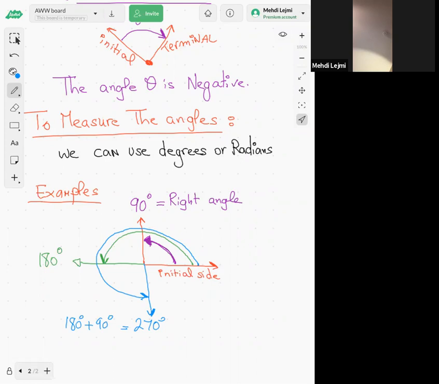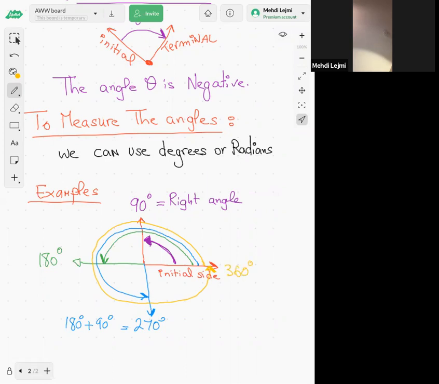And then if you have a full rotation, if you go, that would be 360. Yeah, absolutely, Glenn. So if you go from this initial side and you do a full rotation, so in this case, you start from the initial side and the terminal side, that would be one side, right? So that would be 360.